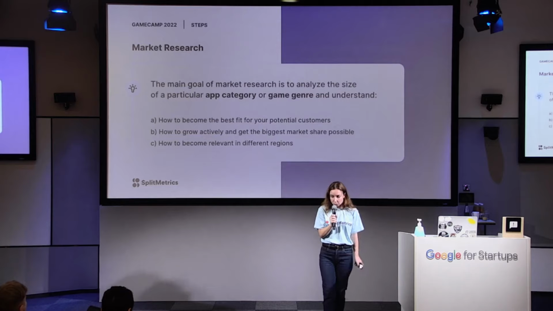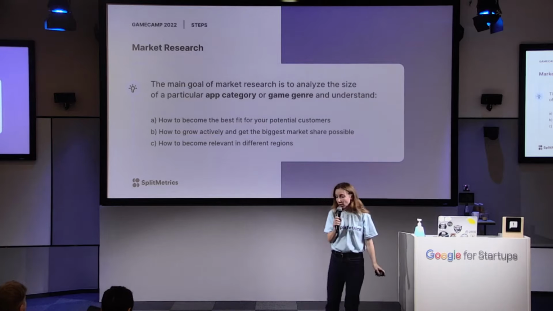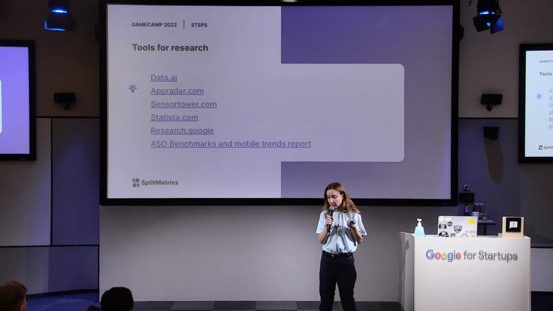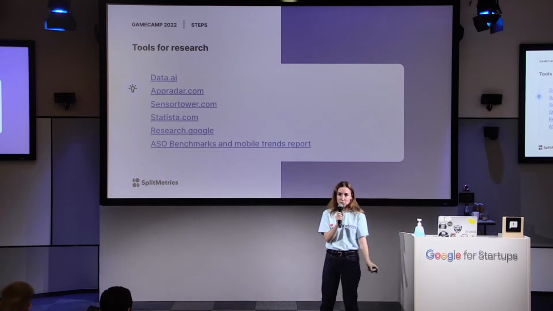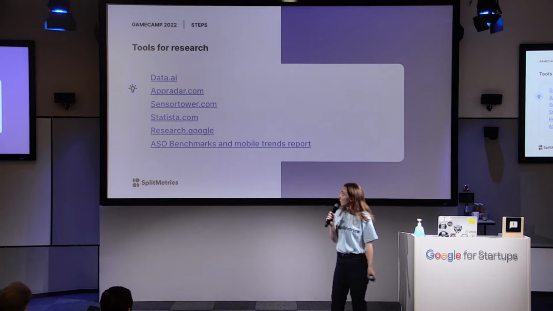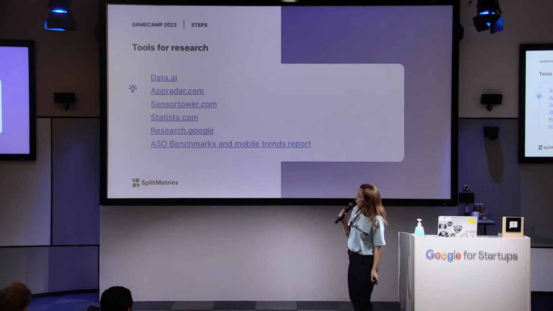For market research, you have to start from the market, from the size of the market. Also check the app category and the game genre, and also search for some trends. There are several tools that you could use for research. This is the list of my favorites. So you already know Data AI. I love these guys very much, but not in terms of pricing, but they have lots of data.